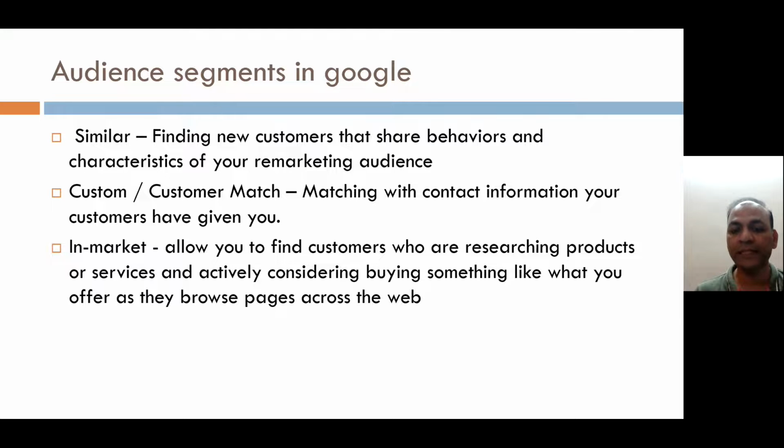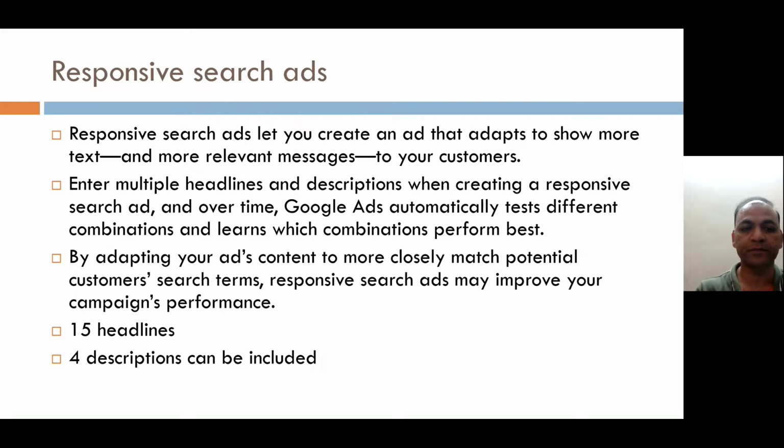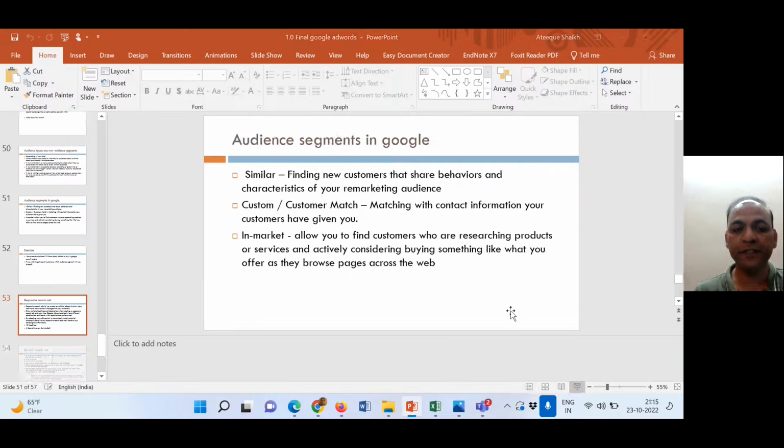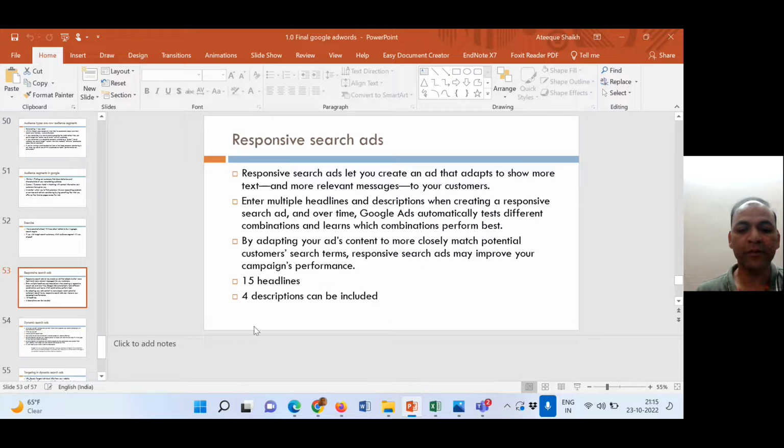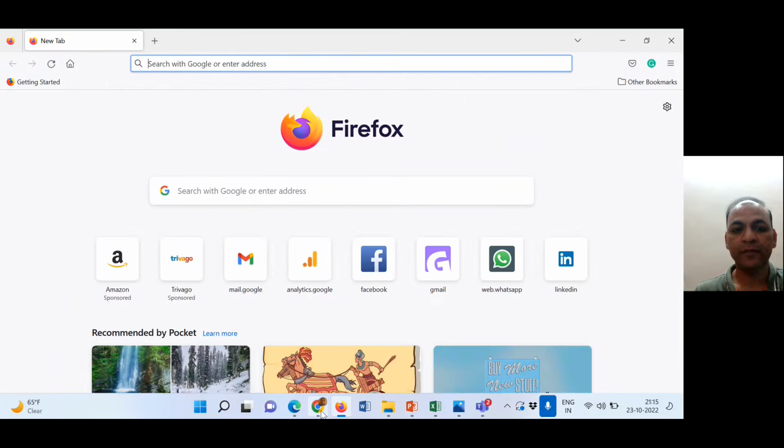And in that case, you become an in-market audience for the automobile sector and for brands who are selling cars. So basically, you can find customers who are researching products or services and are actively considering buying something like what you offer as they browse pages across the web. So that is your in-market audience. These are the different audience segments that are available in Google Ads.